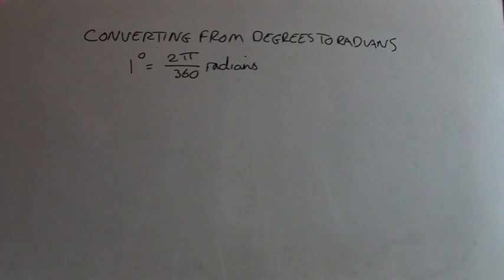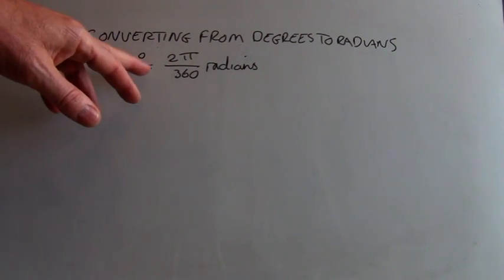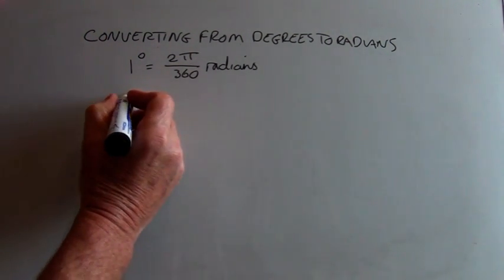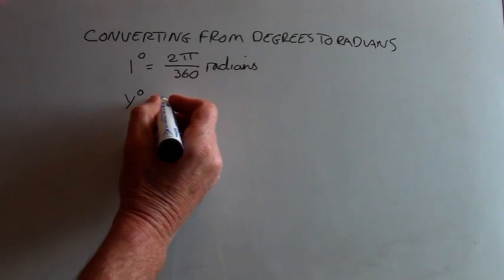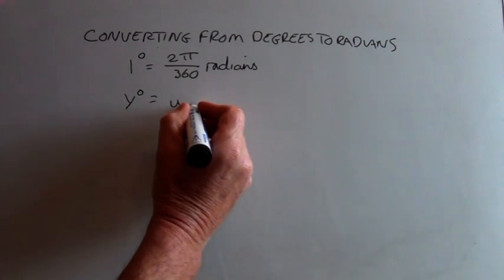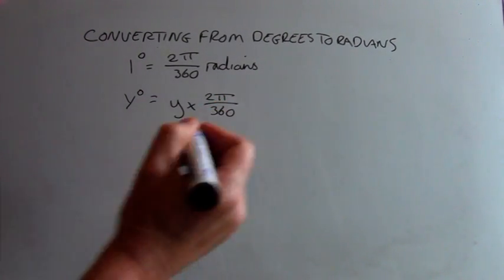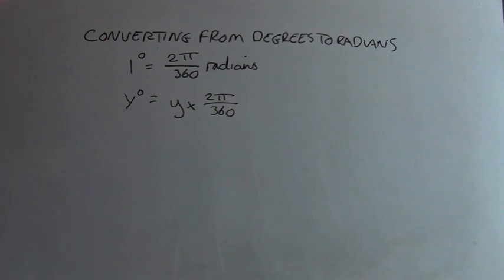So let's have a look at converting from degrees to radians. Now from our previous notes, we saw that 1 degree is equal to 2 pi divided by 360. Now this means that y degrees is equal to y times 2 pi over 360. So given the angle in degrees, we can now convert to radians. So let's have a look at an example.